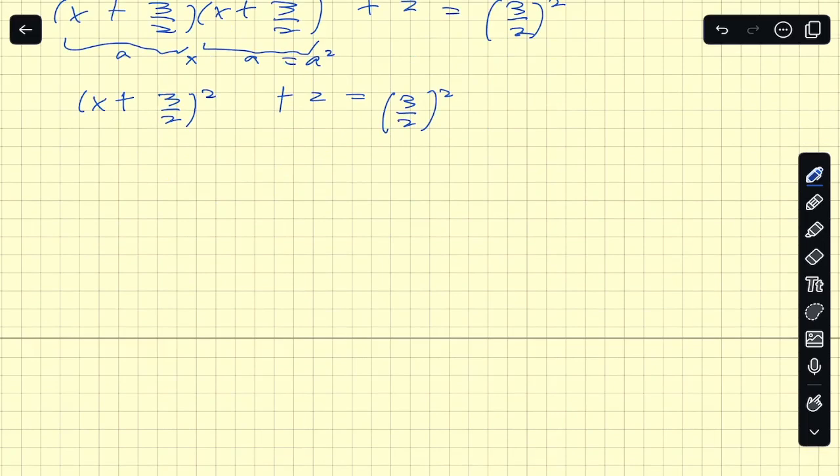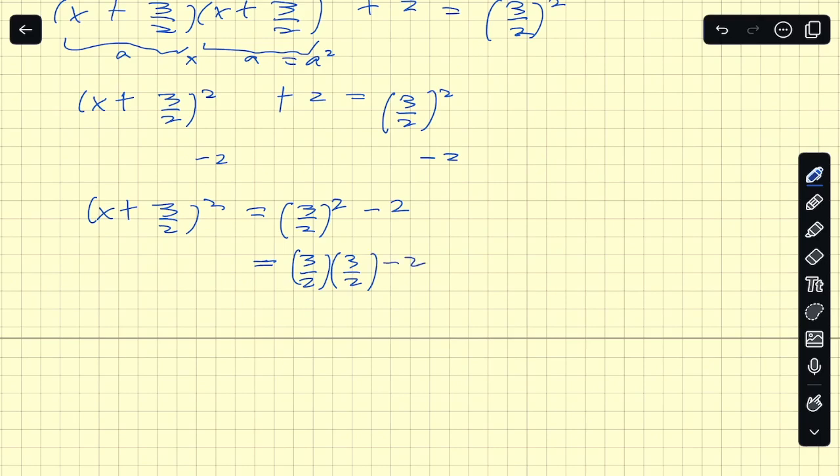Now if I subtract 2 from both sides to move this guy over, I'm going to get x plus 3 over 2 all squared equals 3 over 2 all squared minus 2. Let's clean up this right hand side. 3 over 2 all squared is equal to 3 over 2 times 3 over 2 minus 2, which is then, if you know your fraction multiplication, it's numerator times the numerator over the denominator times the denominator. So you get 3 times 3, which is 9, over 2 times 2, which is 4, minus 2.